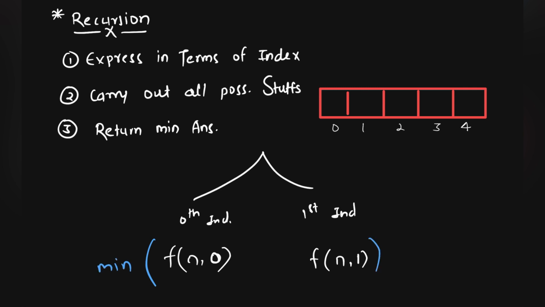Minimum of these two. So I will call the two functions, one from index 0 and one from index 1. Out of these two functions, whatever answer I get from both, I will simply return the minimum of it. So I hope you understood a little bit of the intuition of how we can solve this question.